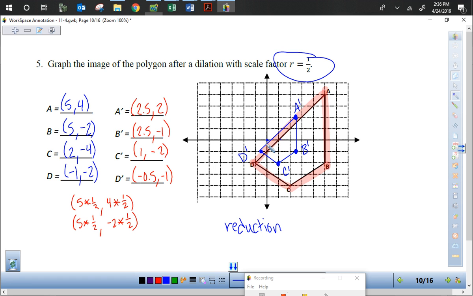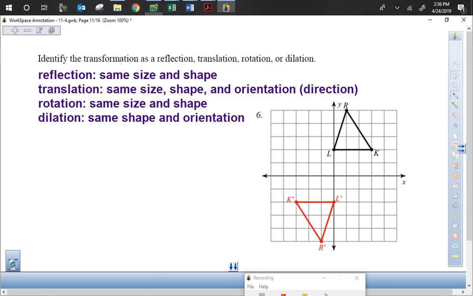All right, that is all with dilations. On the back side, we're actually going to do a little bit of review of everything. There are 4 types of transformations we learned: reflections, translations, rotations, and dilations. So really quickly here, we're going to review what each of these looks like on a graph. I really encourage you to take notes here somewhere, just right above, size and shape, shape and direction, things like that.